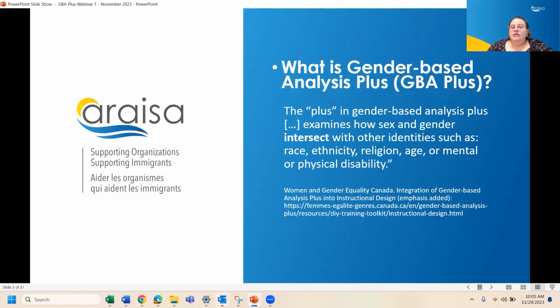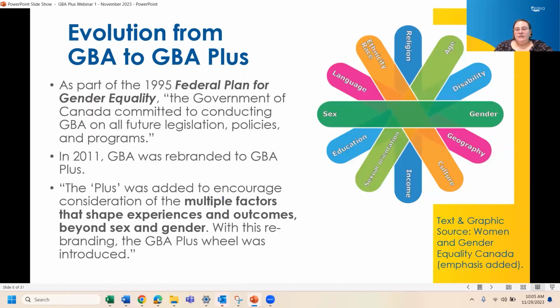And the plus in gender-based analysis plus, as some of you might already know, examines how sex and gender intersect with other identities such as race, ethnicity, religion, age, mental or physical disability. And the image here is the identities wheel that originally Status of Women of Canada, now WAGE, uses as a visual representation of intersectionality, which is the basis of gender-based analysis plus.